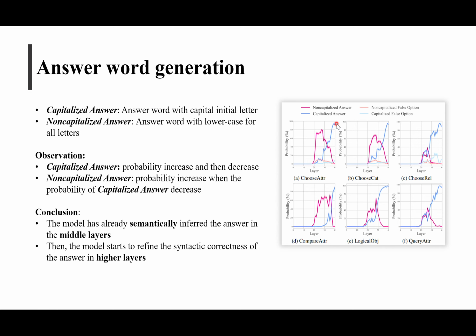So that means at the 20th layer, the model knows the answer semantically, because it knows the word with all lowercase letters. And with the increase of layer, the model is doing something like a grammar or syntactic thing. It's trying to transfer the initial letter from lowercase to uppercase.